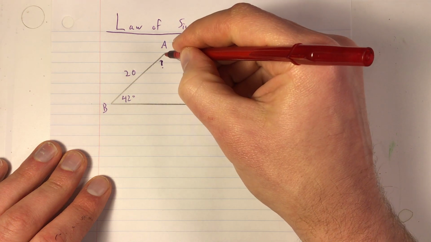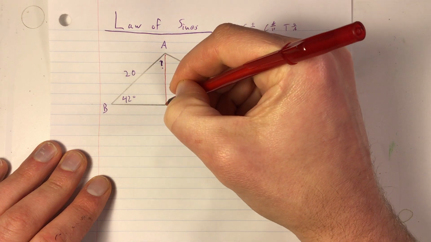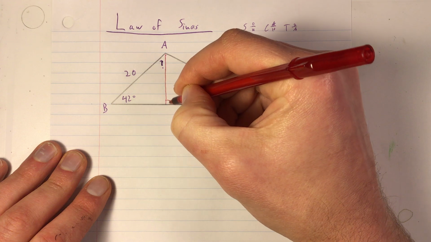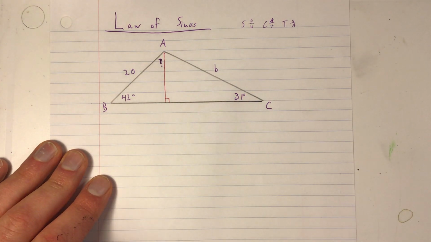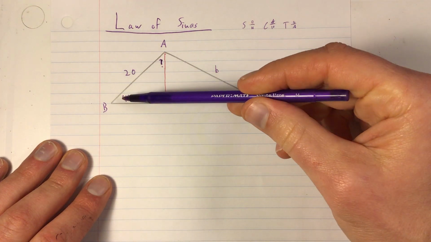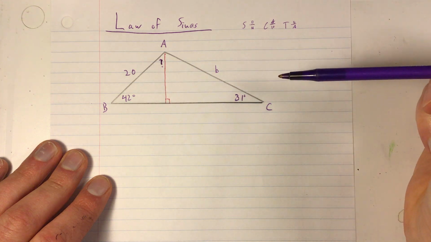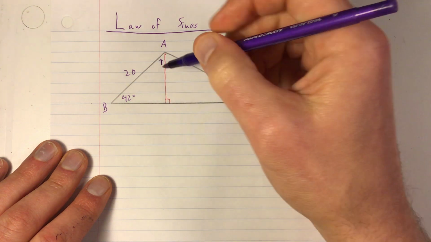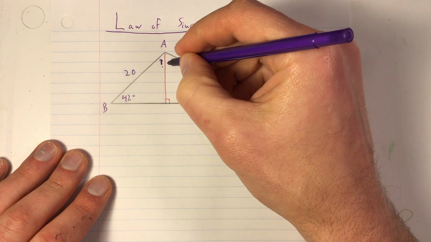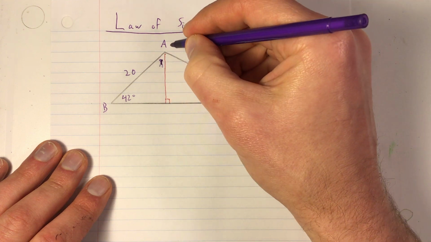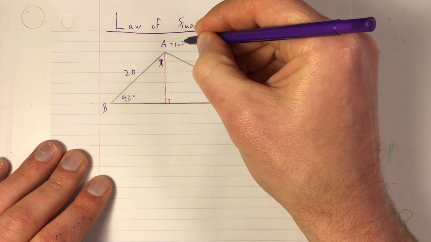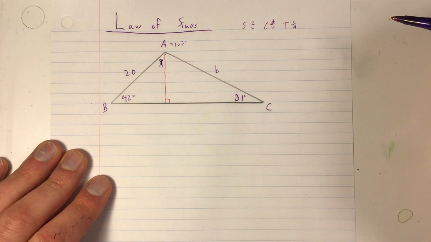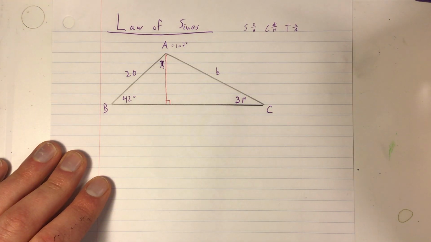I'm going to draw a right triangle coming down here. Because you may notice that this is not a right triangle. That's 42, that's 31, that's going to give me 73 degrees, which means this angle right here is 107 degrees. And that's definitely not a right triangle, so I can't use the normal right triangles here.